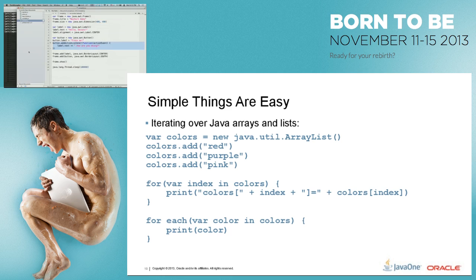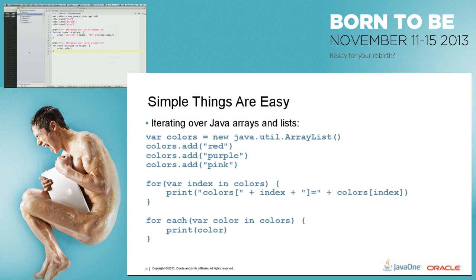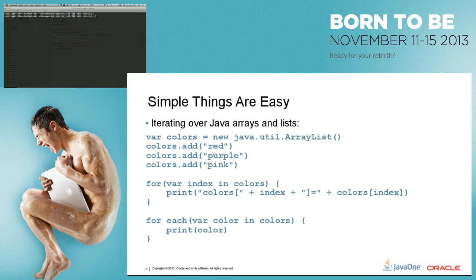So that said, basically for everything I have on a slide, I have a runnable program. Here's the equivalent program, and if I run it, as you can see, it does what it says on the tin. The first one will be iterating over indexes and retrieving them, and the second will actually iterate over the elements of the list. Now this works for arrays, lists, anything that implements iterable.